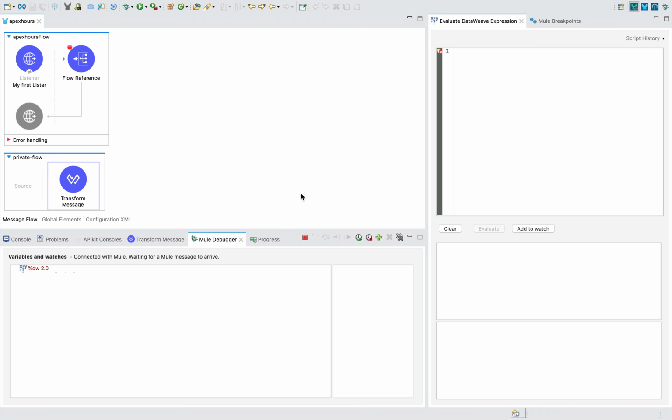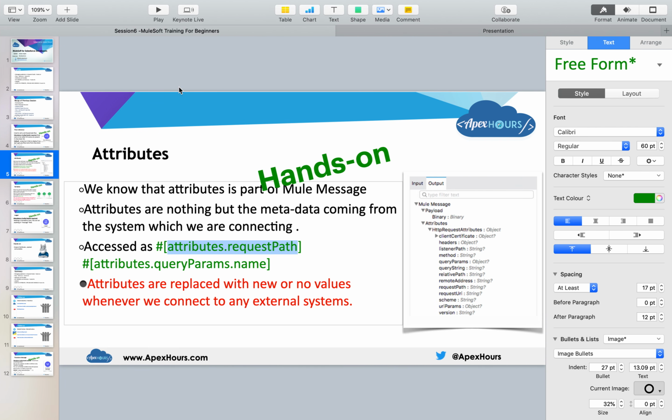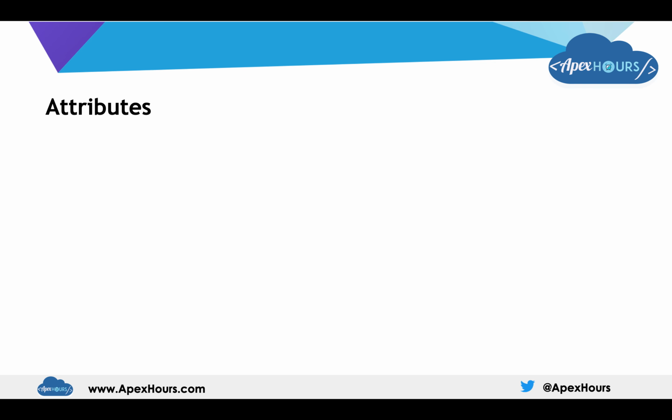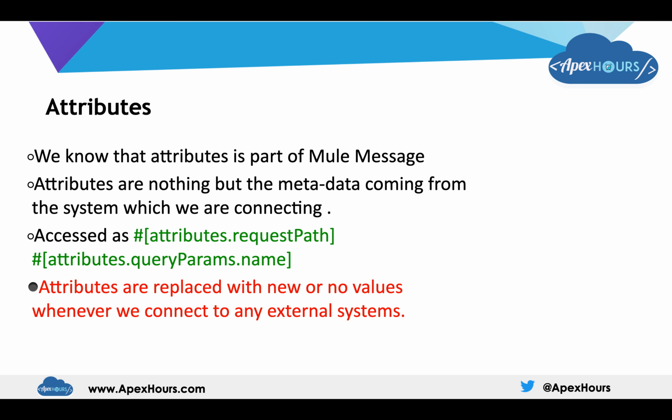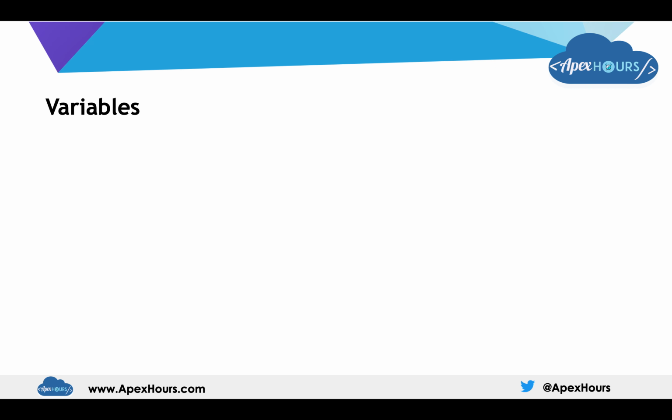Okay, so I will now go back to my slides and see what is this. Okay, attributes, we have discussed what is attributes here. We have seen how to extract the syntax using debug mode. If you don't worry about syntax, you can always play around with x plus y expression that we have used there. Now variables. Variables is part of mule event, it is not part of mule message.